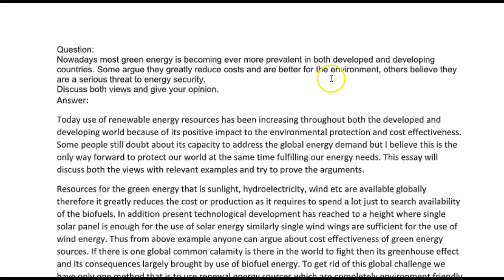The other thing you could have said, which would have made life really easy, is if you had just said, today, use of renewable energy has been increasing throughout both the developing and developed world because of its positive impact on environmental protection and cost effectiveness. Some people still doubt its capacity to address the global energy demand, but I believe this is the only way forward to protect our world while at the same time fulfilling our energy needs. This essay will discuss both the views with relevant examples and try to prove arguments.